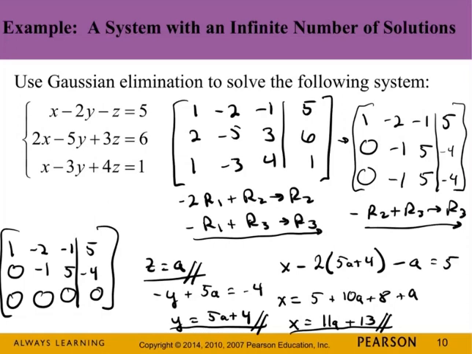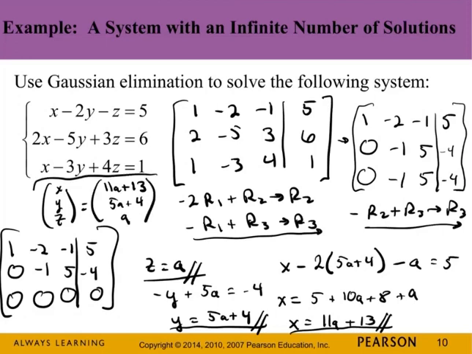So another way we write it, we could say x, y, z, the variable matrix equals, so x takes on the form 11a plus 13. Y takes on the form 5a plus 4. And z takes on the form of a. So it has infinitely many solutions where a can be any real number.